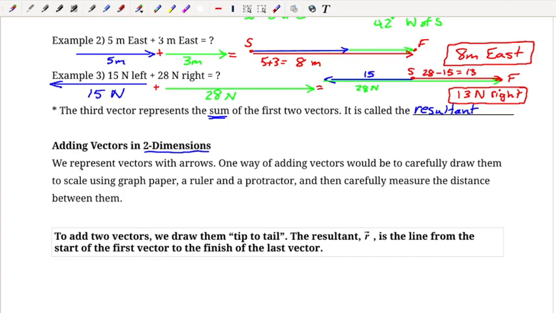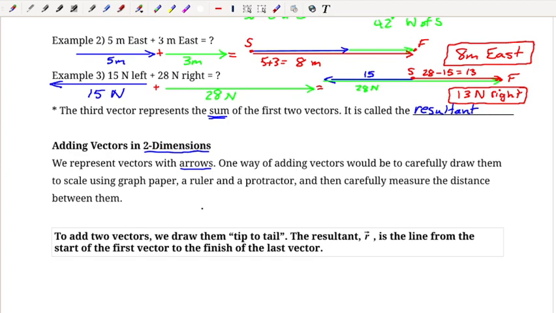Well, we're going to follow the same general principles. We represent the vectors with arrows. One way of adding vectors would be to carefully draw them onto scale using graph paper, a ruler, and a protractor, and then carefully measure the distance between them. The problem with that method is that you have to be very careful about your angles, about the lengths that you draw things. So that's why we're actually going to end up not using this method super much, but relying more on trigonometry to get us our exact answers.